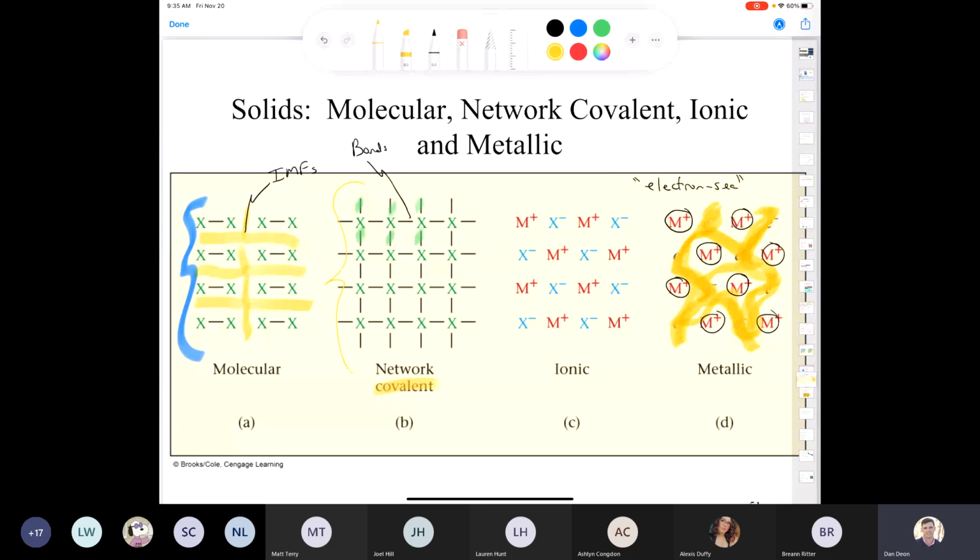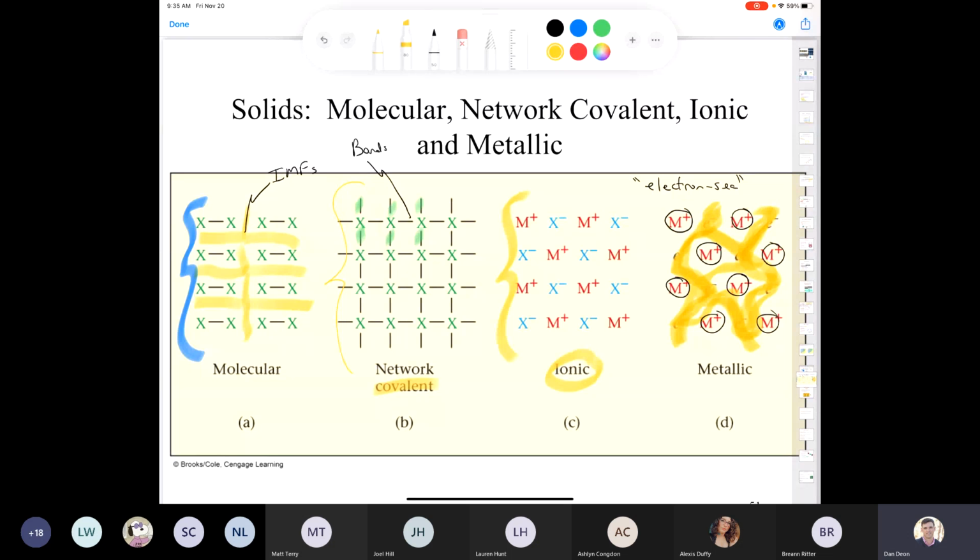Now, covalent bonds are a heck of a lot stronger than intermolecular forces. And so you can imagine that network covalent solids are going to be very hard, and have high melting points and boiling points. Ionic solids are comprised of ions that are held together by the electrostatic interaction between positively charged cations and negatively charged anions. We'll talk about those today.